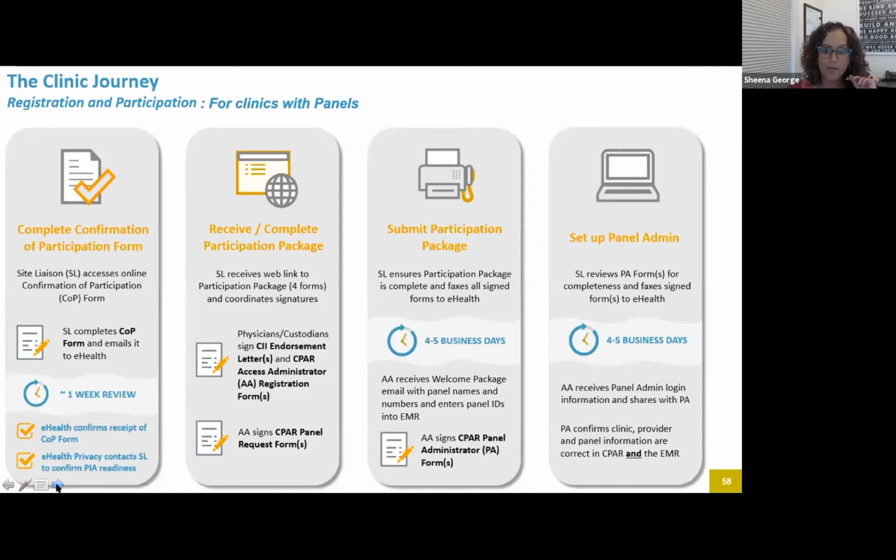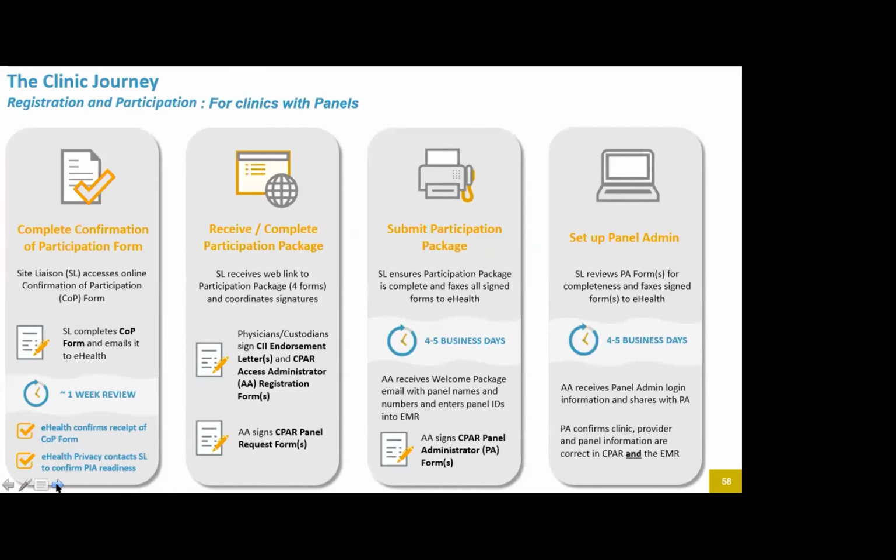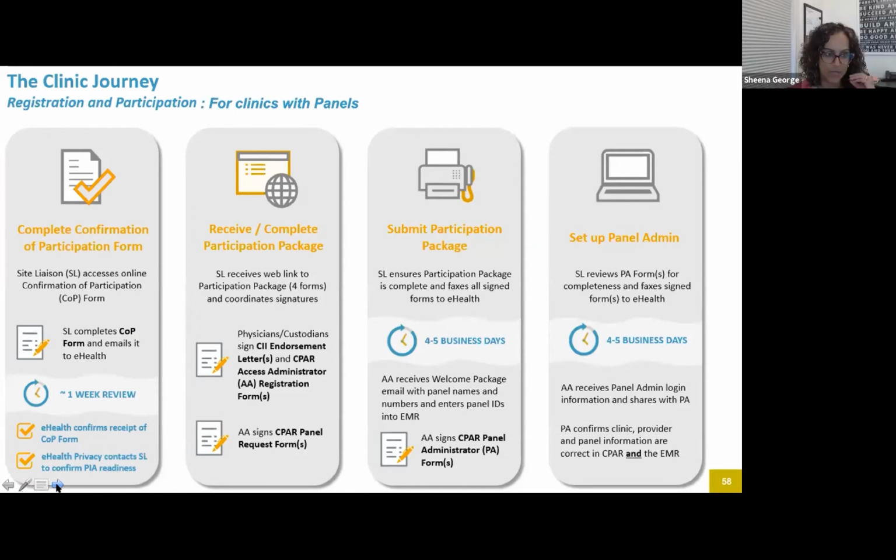Right off the bat, the first thing that starts off your registration is getting that confirmation of participation form submitted. That's your first piece that you need to get completed. You're going to go online, and Barb is going to review what that looks like for you, so you'll get a good sense of how to do that. That usually takes about a week or so. You can see the timelines on the graphics here of what the estimates would be.